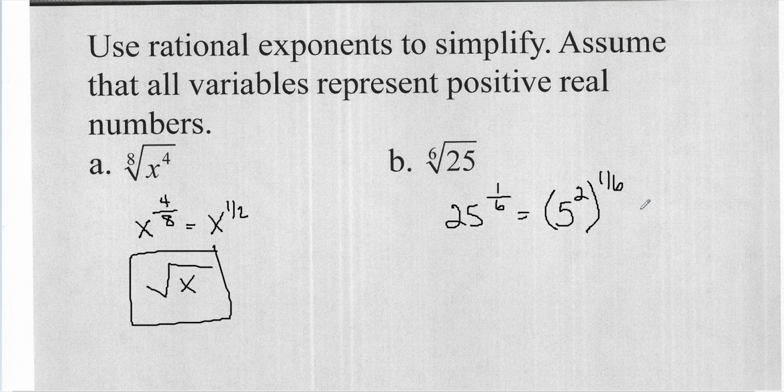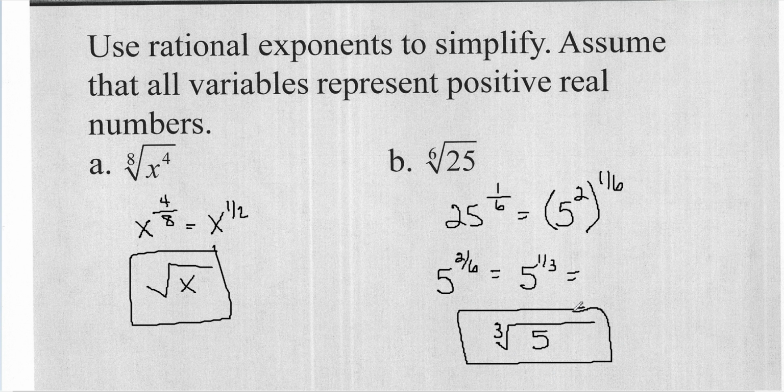Doing so now brings this to equal 5 to the 2 over 6, which is the same as 5 to the 1/3. All right, fully simplified now. Doing it this way, in radical notation, it could be written as the cube root of 5. And that's the simplification of this.